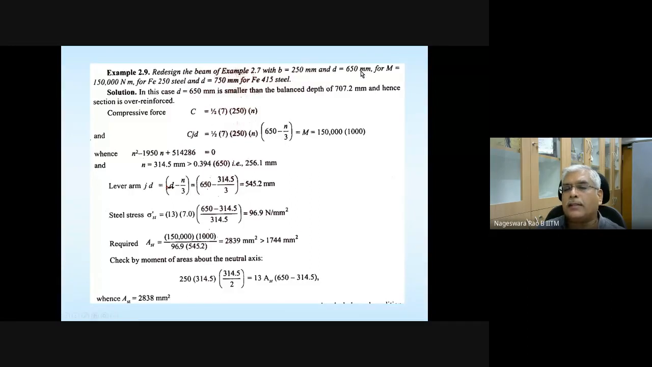Quickly take a note of this. B is equal to 250, D is equal to 650 mm, M is equal to 150,000 Newton meter. In case of Fe250 steel, D is 650 mm, and in case of Fe415 steel, effective depth is taken as 750 mm. Please note that both the 650 mm and the 750 mm are less than the depth that is required if it is a balanced section.